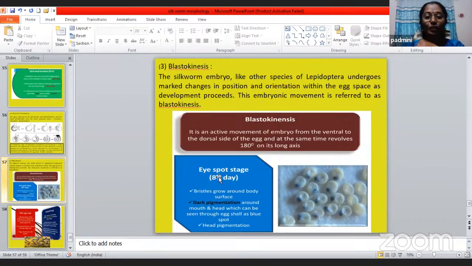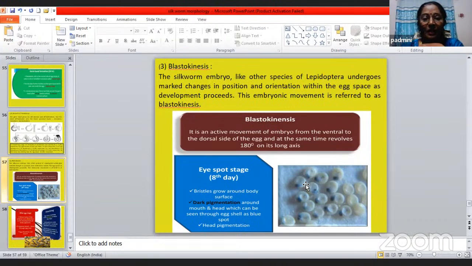Then we talked about the eye spot stage. So what is an eye spot stage? Bristles grow around the body surface. As I said, bristles help in the growth of the larva over there. The dark pigmentation around the mouth and the head can be seen through the egg. So you can see over here very clearly.